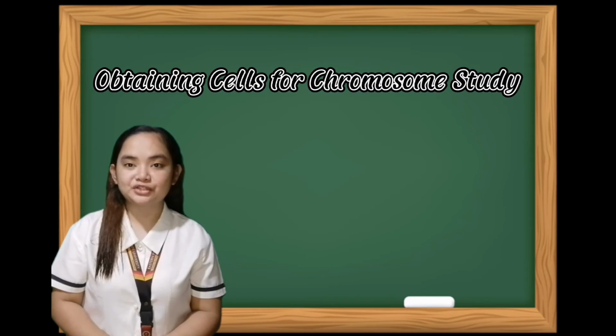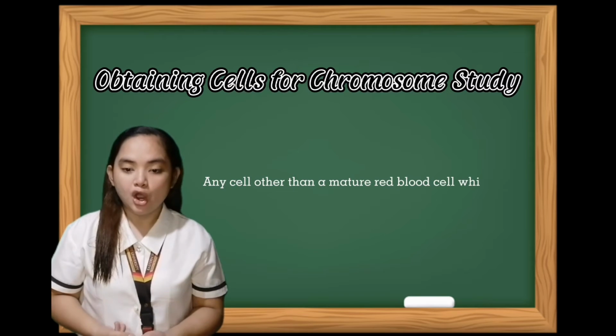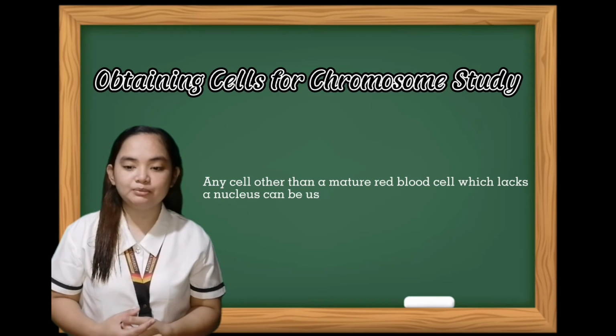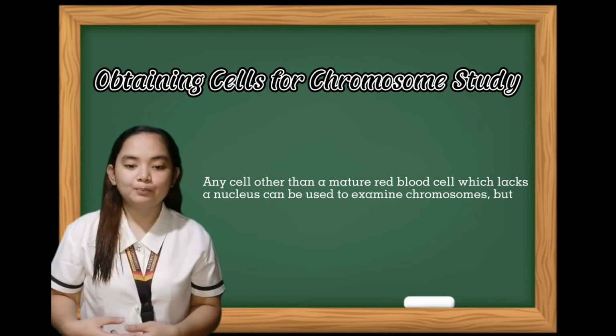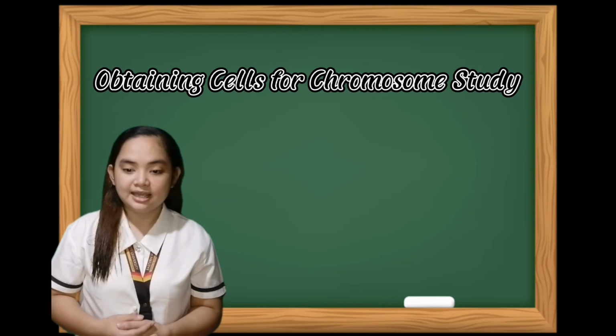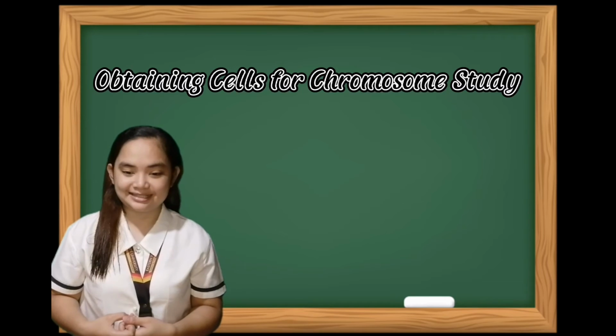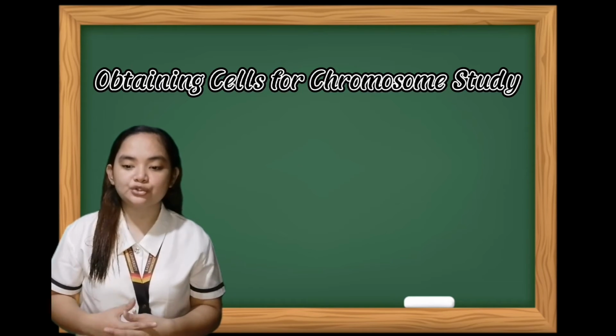Obtaining cells for chromosome study. Any cell other than a mature red blood cell, which lacks a nucleus, can be used to examine chromosomes, but some cells are easier to obtain and culture than others. Skin-like cells collected from the inside of the cheek are the easiest to obtain for a chromosome test. White blood cells are used too.